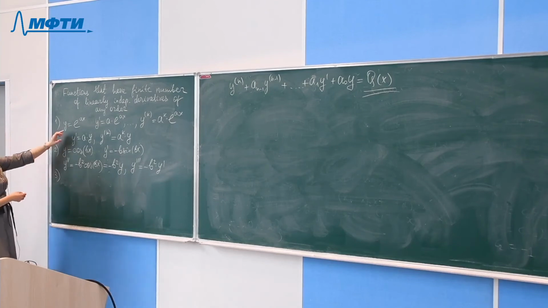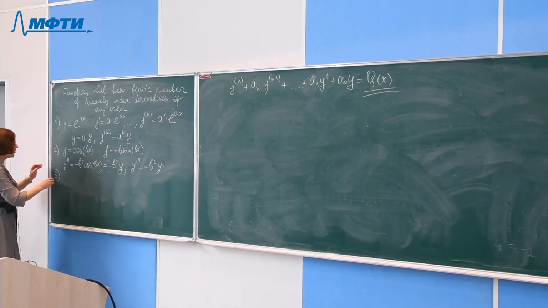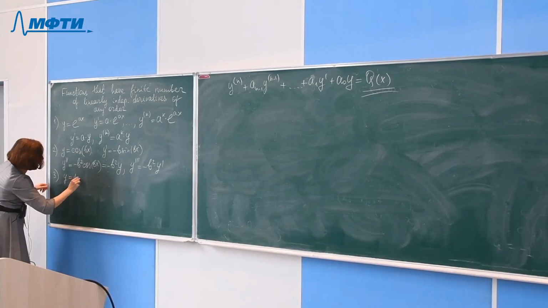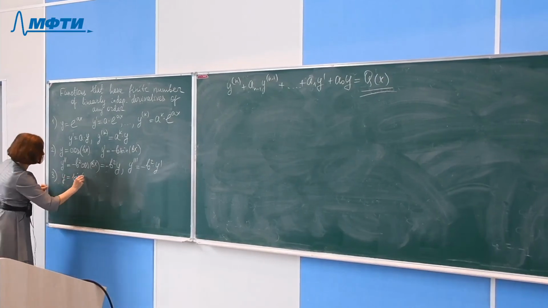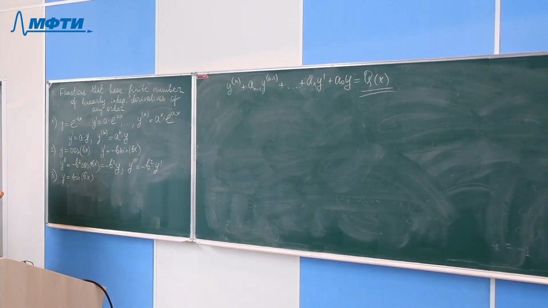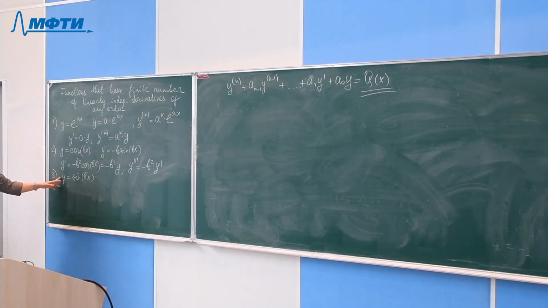So, if we combine these two functions, first of all, let's consider sine of bx. So this function also meets the requirement, right? It's the same as cos bx. So the first derivative is linearly independent, but the other derivatives will be linearly dependent. But if we combine e to ax and these two functions, will the new function meet our requirement or not?